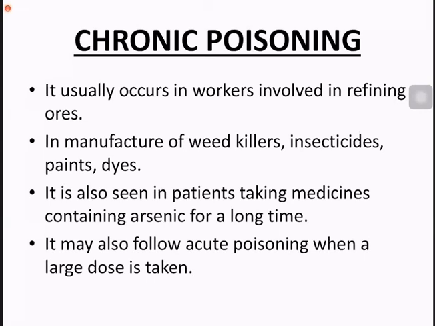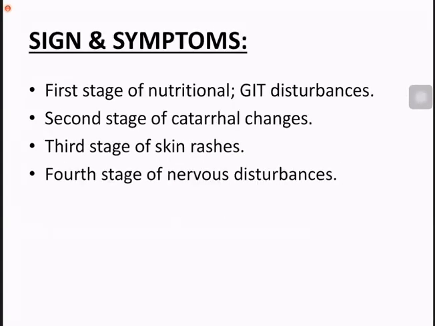We are now on chronic poisoning, and this usually happens in workers who are involved in the refining industry, right? Or even with the manufacturers of weed killers, insecticides, paints, or dyes. Remember that chart where we talked about the significant or the potential exposure of arsenic? People who are involved in manufacturing of all these things can get exposed to arsenic chronically. It is seen in patients who are taking medications that have arsenic in them, and it can also follow acute poisoning when a large dose was taken. However, that is very rare.